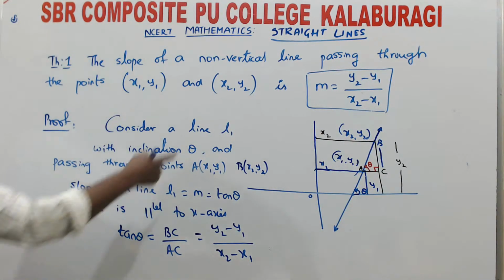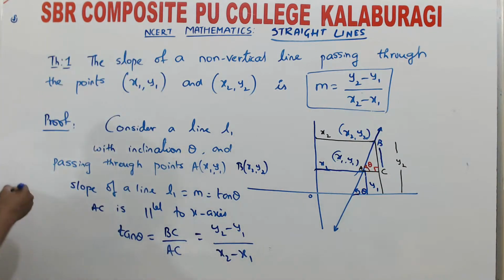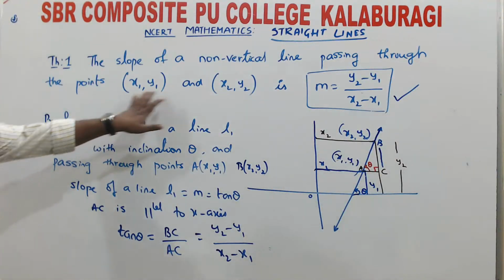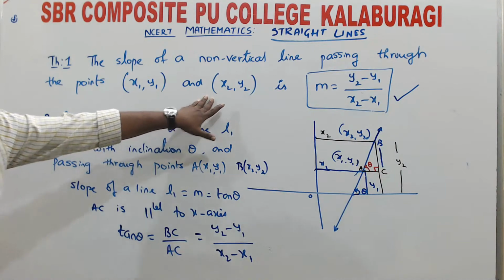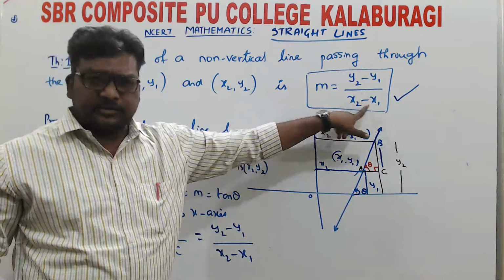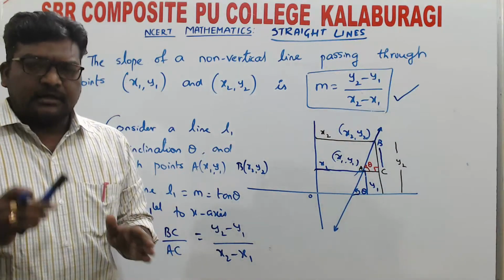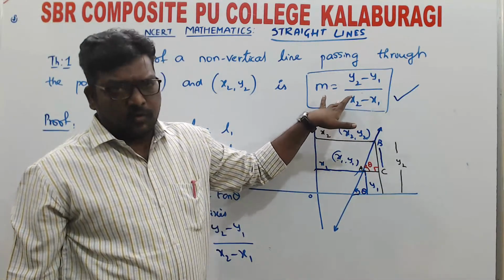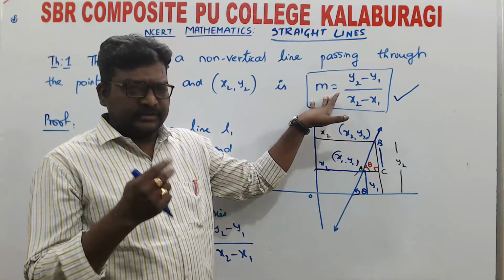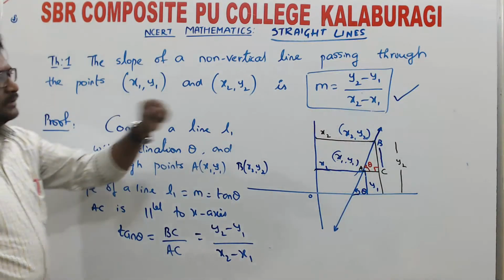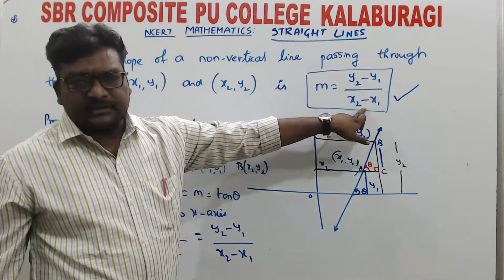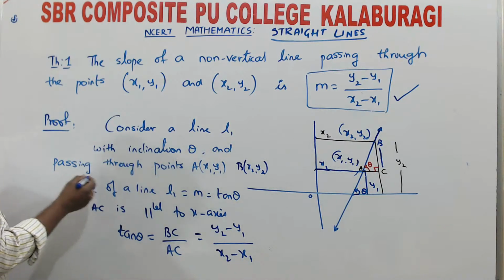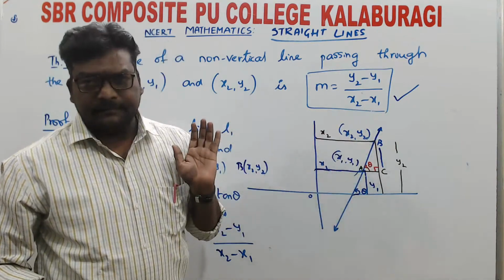Slope we represent in the form of m. Therefore, we derive that the slope of a line when it is passing through 2 points is y2 minus y1 by x2 minus x1. Otherwise, we can remember it as difference of y coordinates by difference of x coordinates. Slope, when you know 2 points, to find the slope of a line, is difference of y coordinates by difference of x coordinates. How are we getting it? We consider a line L1 with inclination theta passing through the points A, B. Okay?